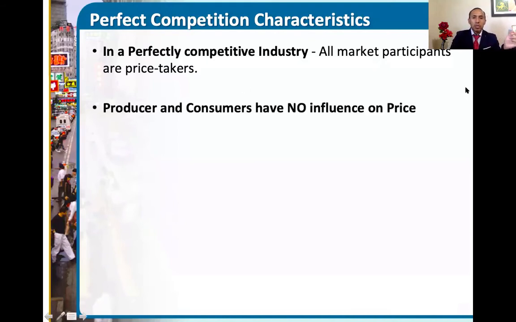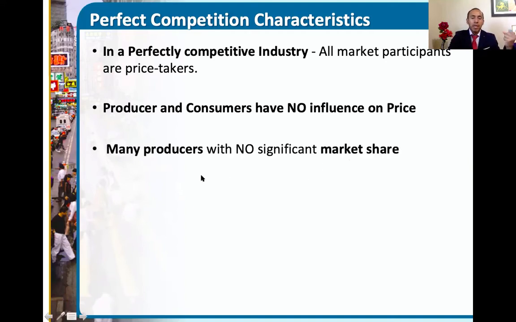The producers and consumers have no direct influence on the price level, meaning that the twin forces of supply and demand determine the equilibrium price, or the market price in this case, and all of the transactions that take place between the supplier and the seller and the consumer. So the price here in this case is determined by the twin forces of supply and demand.